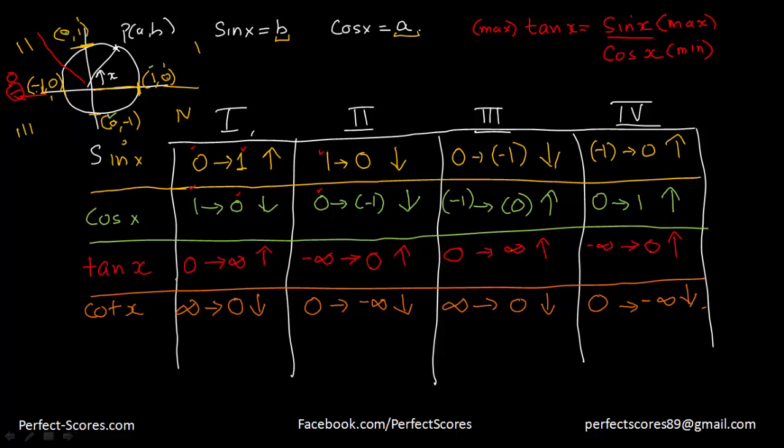Pretty simple, because tangent x is the inverse of cotangent x, or cotangent x is the inverse of tangent x. So these are going to be inverses. Now that is there.